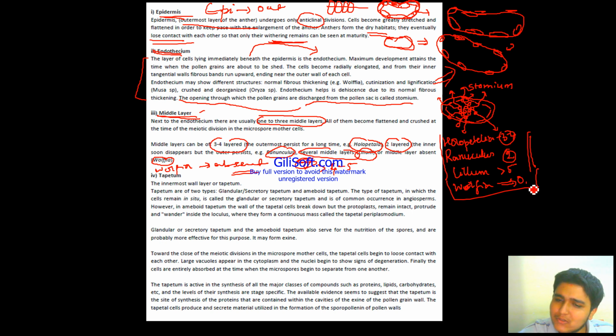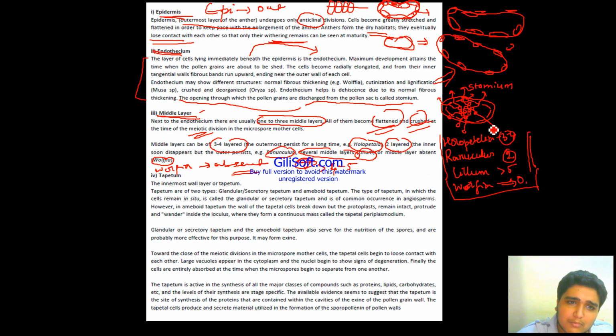Clear? These are very variable kinds of cells, and they don't play a very important role as well. Yes, the cells are flattened, the cells are crushed. And next time, the meiotic division in the microspore mother cell. Whatever general characteristics of the cell, they undergo meiotic division as such. They are flattened, crushed, and variable in number. With examples, you should remember. Holopetalia 3 to 4, ranunculus 2 layers, lilium 4 to 5 or much greater than that, wolffia no middle layer.